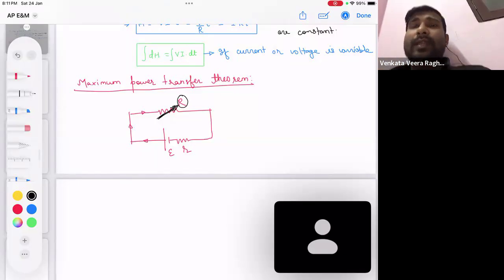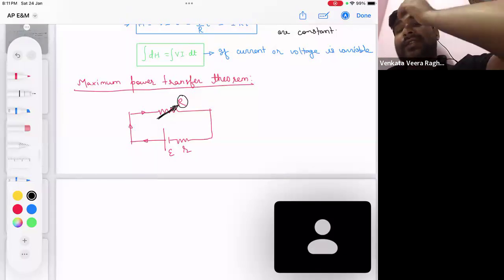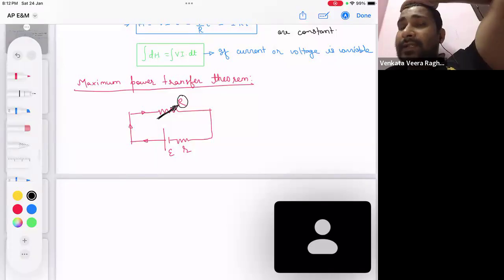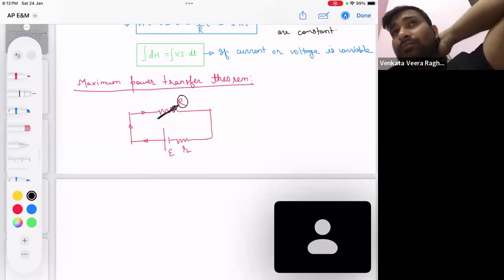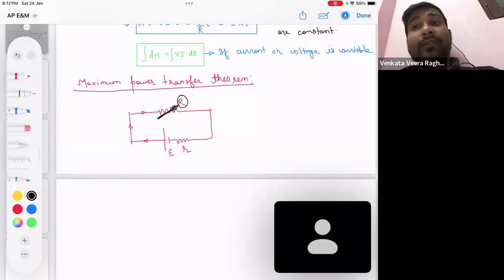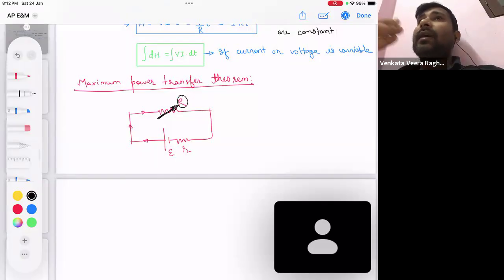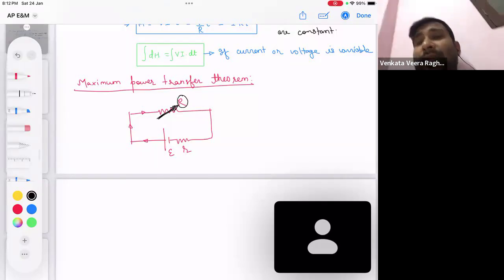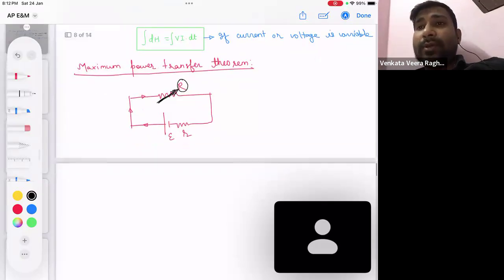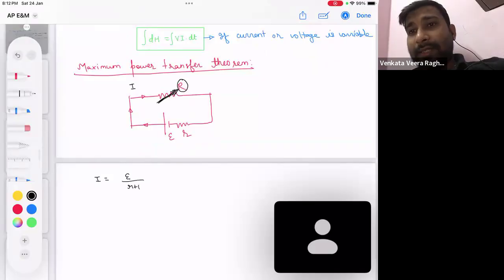If we keep on increasing the value of capital R, which means external resistance, will the power consumption also keep on increasing? No, it is not going to happen. So there will be a particular value of this external resistance when the power transfer is going to be the maximum. We want to calculate that one. So now tell me, what is the current in the circuit? Can I say the current in the circuit is E divided by small r plus capital R?